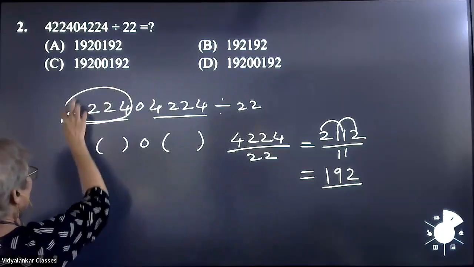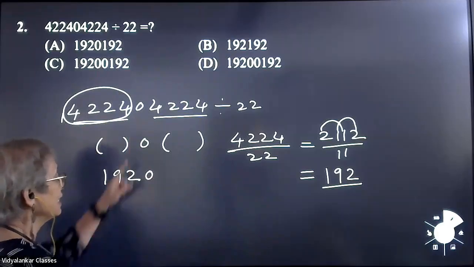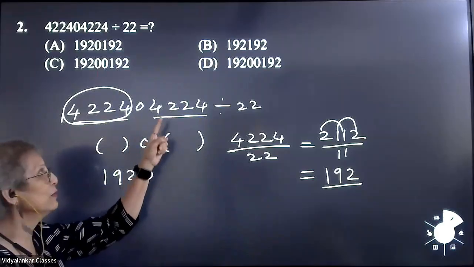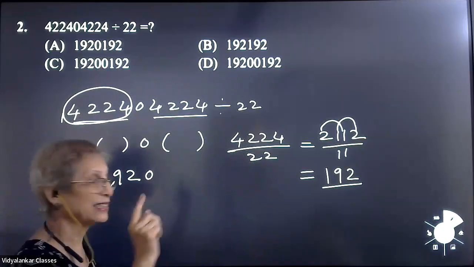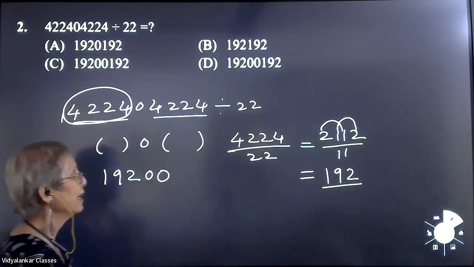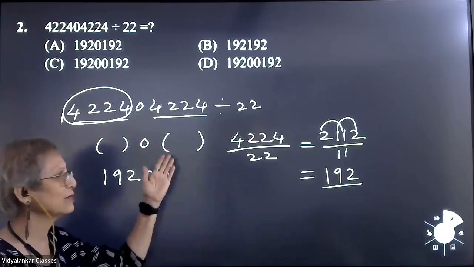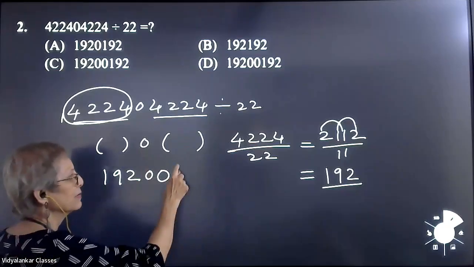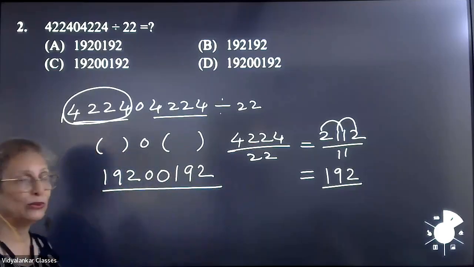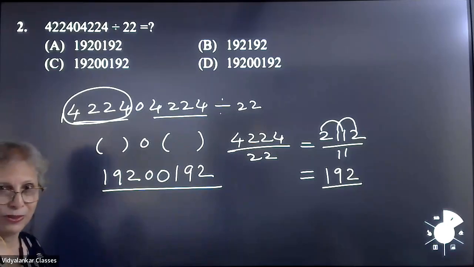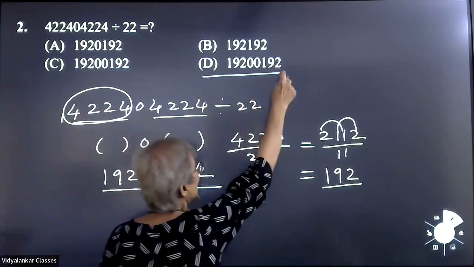So the first part, when you divide, you will get 192. Then afterwards, these zeros. Then when we do actual division, what do we do? We bring down the next digit, 4. But 4 is not divisible by 22, and therefore one more 0 is to be written. And afterwards, when you bring down 2, it becomes 42. And then the same quotient you will get. And therefore, the answer is 19200192. Okay. So the answer is D.